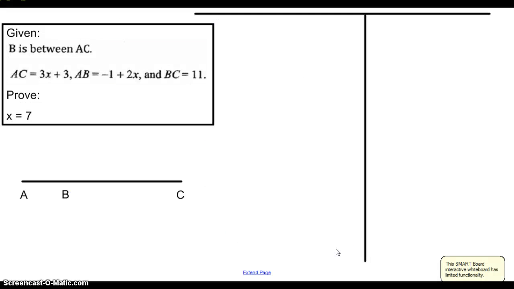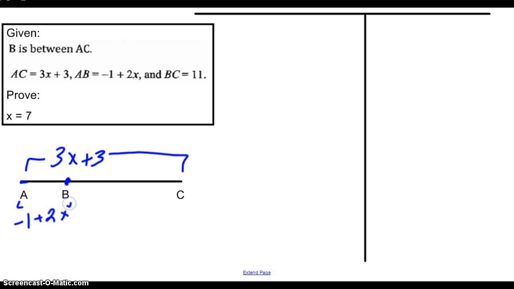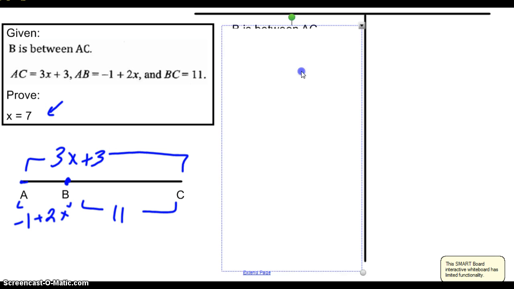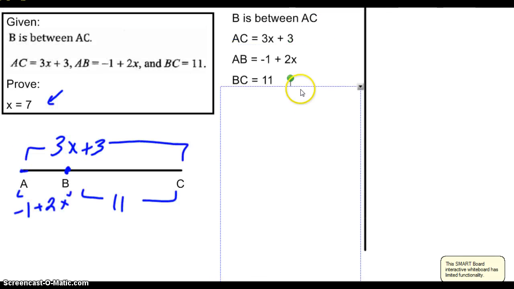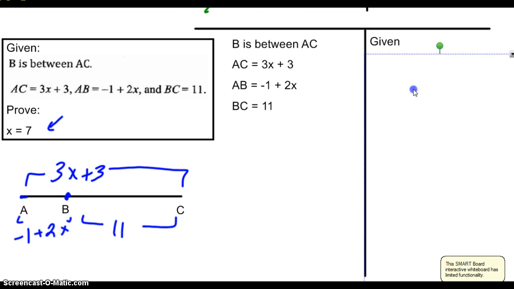In the last problem, we did all the work first and then came back for the reasons. This time, let's try and do it together. Given B is between A and C, all right, okay, there it is. AC equals 3x plus 3, the whole thing. AB is negative 1 plus 2x, just that part. And BC equals 11. So I've got to prove that x equals 7 at the end of my proof. So now, remember at the top, you always write what you're given. There it is, what we started with. And for now, we'll write the reasons too, just given.